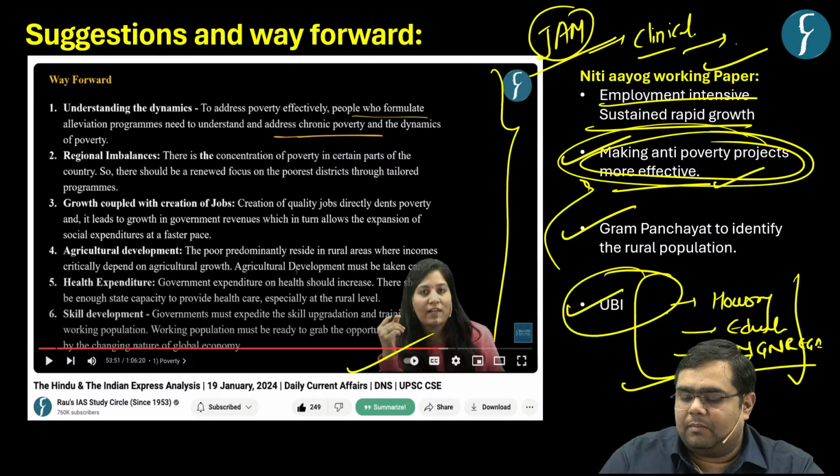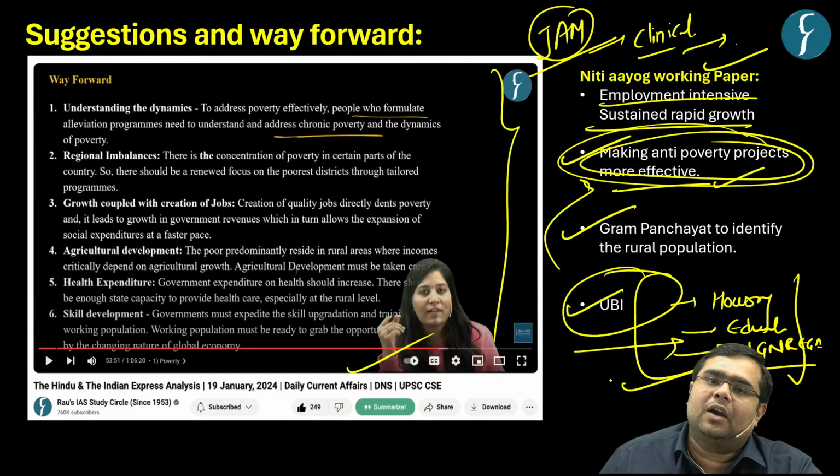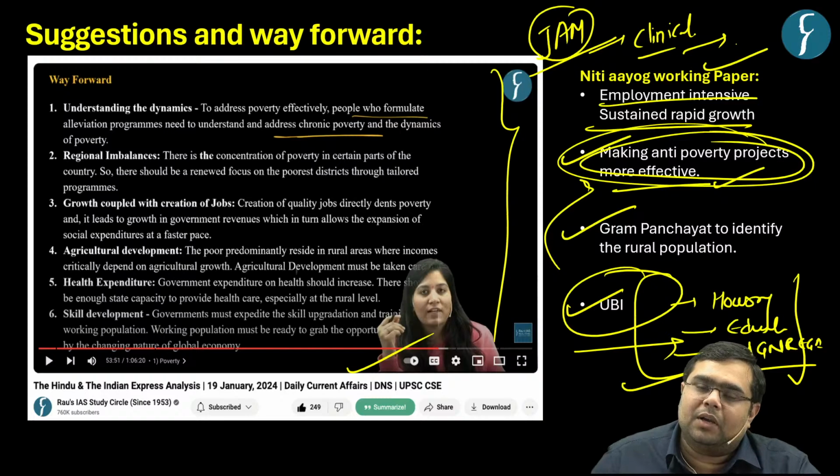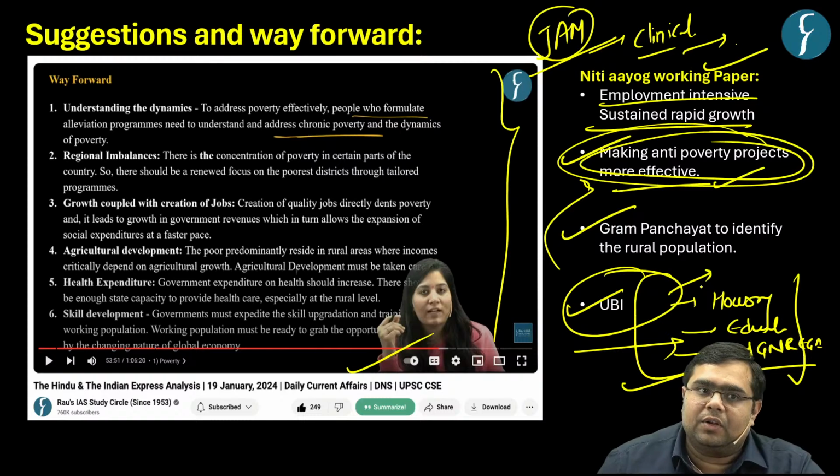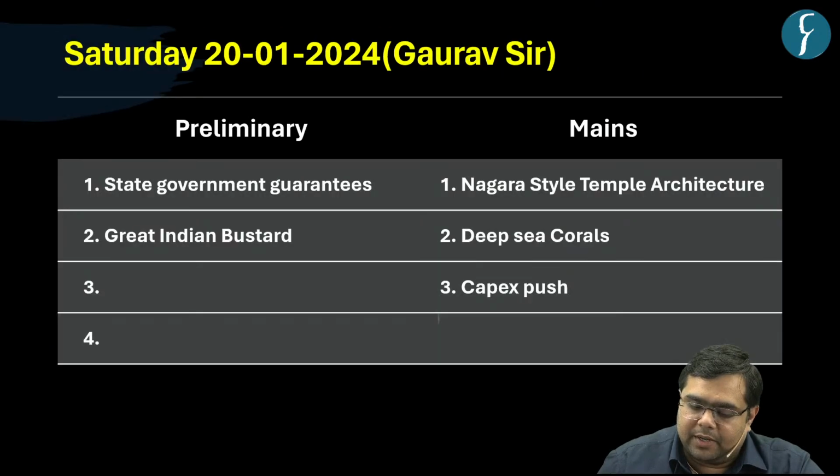And the last but not the least, a utopian idea of universal basic income, which has been implemented in some form or the other in the past also, but it has become a political issue. So again, there needs to be a relook at the idea of universal basic income in India.